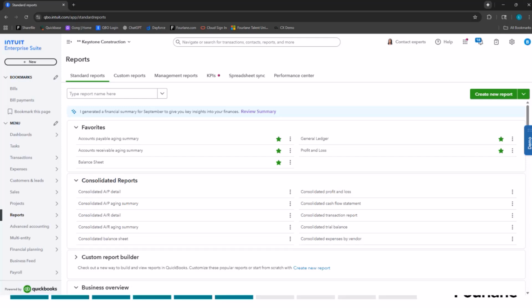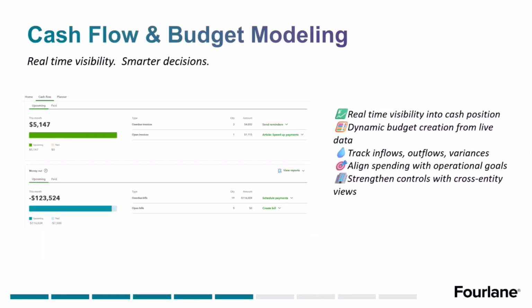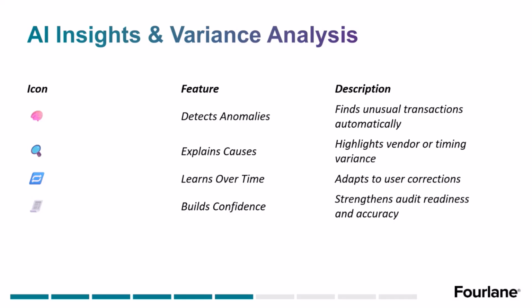Okay. The next thing we're going to take a look at is AI. Traditionally, reviewing financials means waiting until month end, comparing actual versus budget, manually scanning for anomalies. Maybe a department spent too much or a vendor payment doubled unexpectedly. In IES, that entire process is automated.